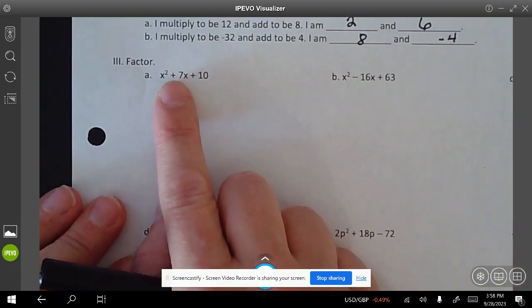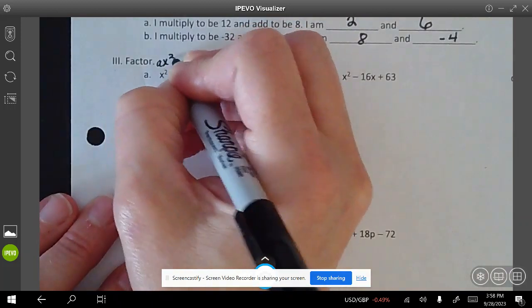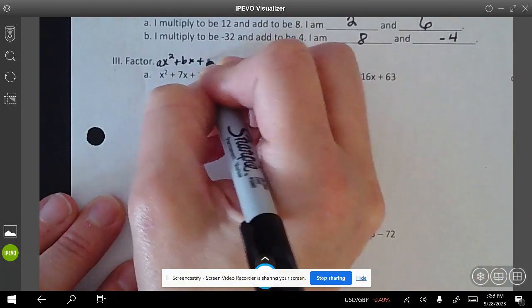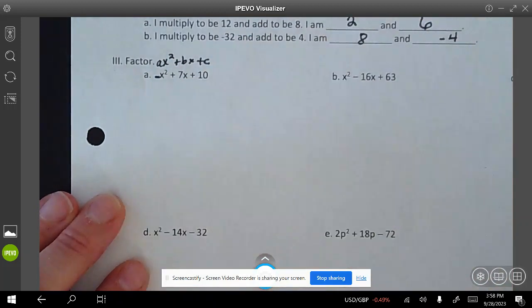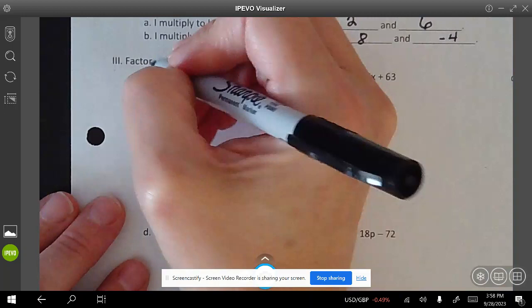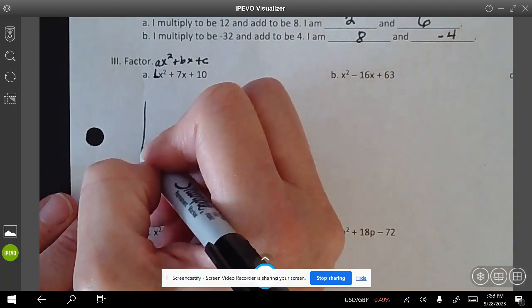Ax squared plus bx plus c. If you need to, write that up here. Ax squared plus bx plus c. We are in that form, and my a, which is right here, is 1. So that's good. My a is 1, okay? All right, the first thing you're going to do is draw the box.